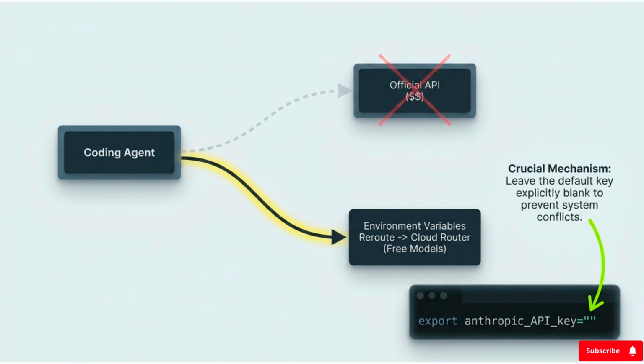The coding agent reroutes to a cloud router using free models instead of the official API. Crucially, you must leave the default Anthropic API key explicitly blank to prevent system conflicts.